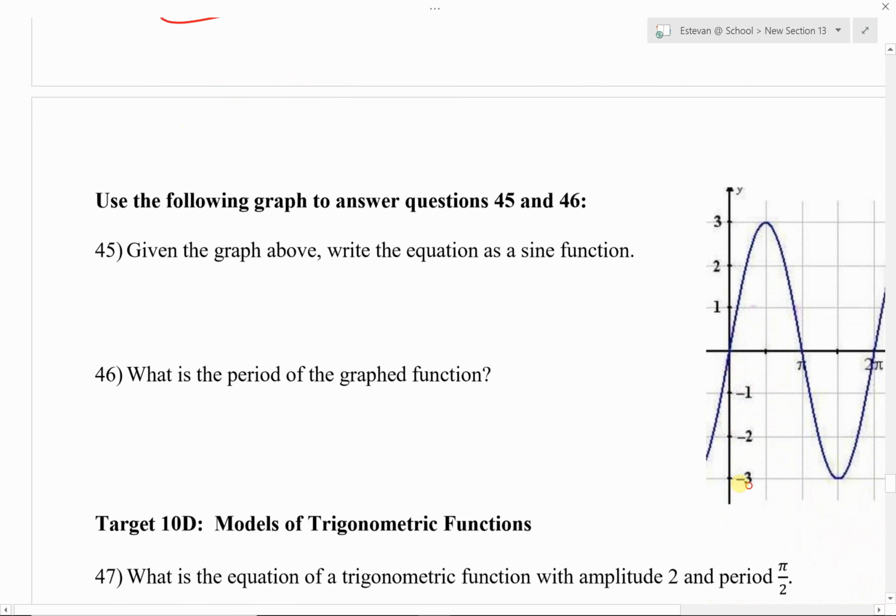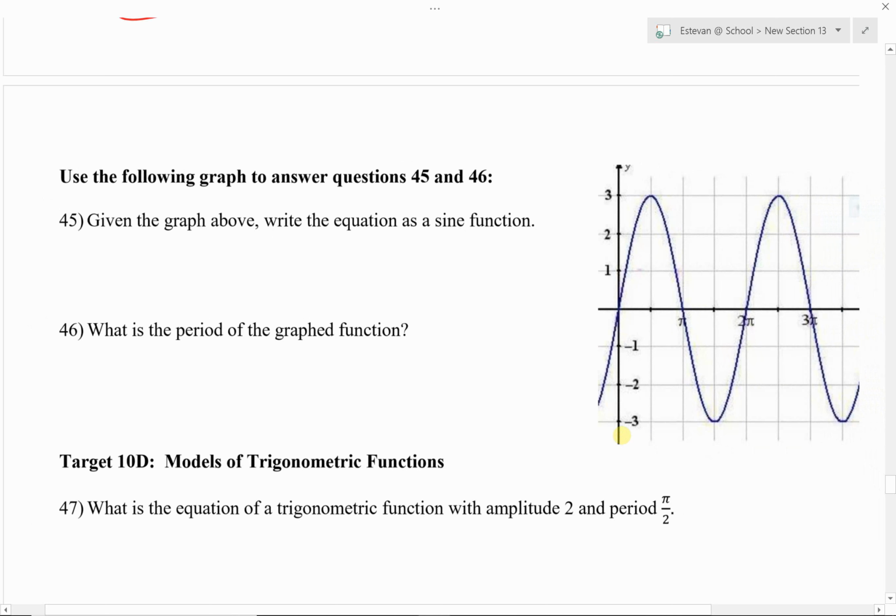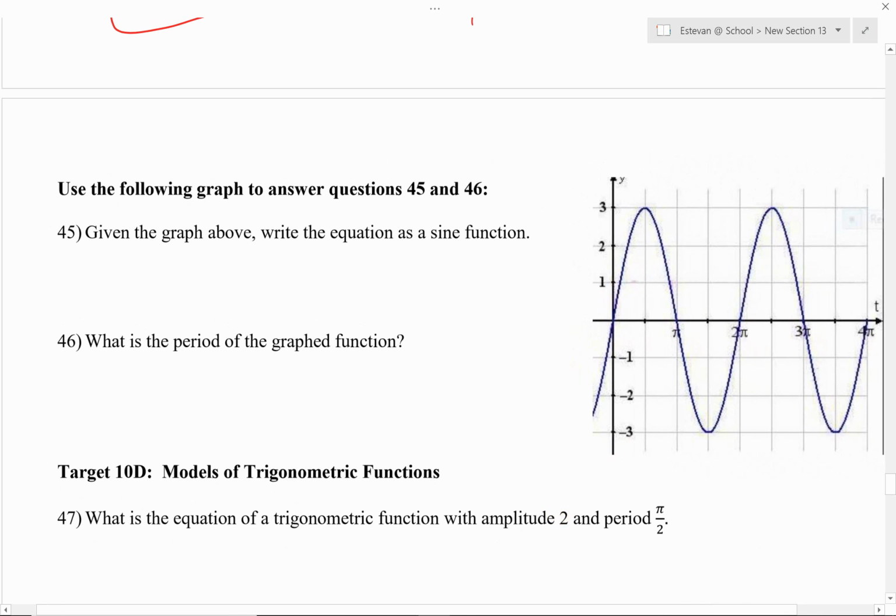Alright, next one. 45. Given the graph, write the equation of a sine function. Okay, so here they told us right off the bat it's a sine function. Why? Because we're starting at the origin. So since we're starting here at 0, this has to be the midline. So k is equal to 0. Then we need to figure out the amplitude. What's the amplitude from the midline? 1, 2, 3. So that was 3. Downward 1, 2, 3, 3 as well. So my amplitude was equal to 3.